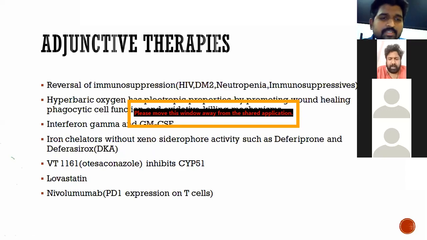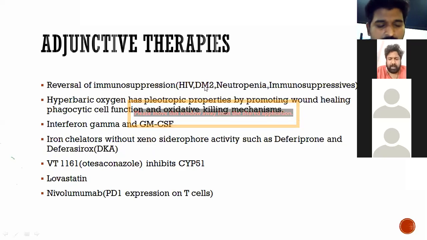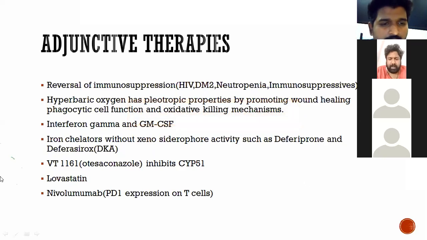And adjuvant therapies, there are some therapies you can just give. You need to reverse the immunosuppression. Very, very important. That I told already. So if the patient is having poorly controlled diabetes, make the sugar level under adequate control. And don't endlessly use the immunosuppressives, reduce the dose of these immunosuppressives, and reduce the duration of immunosuppressives.